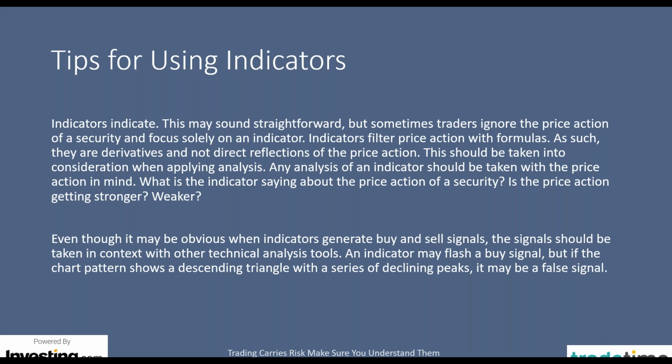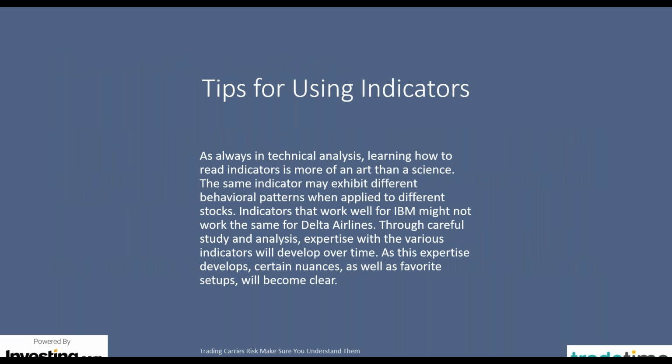What is the indicator saying about the price action of the security? Is the price action getting stronger or weaker? Even though it may be obvious when indicators generate buy and sell signals, the signals should be taken in context with other technical analysis tools. An indicator may flash a buy signal, but if the chart pattern shows a descending triangle with a series of declining peaks, it could very easily be a false signal. As always, in technical analysis, learning how to read indicators is more of an art than a science.